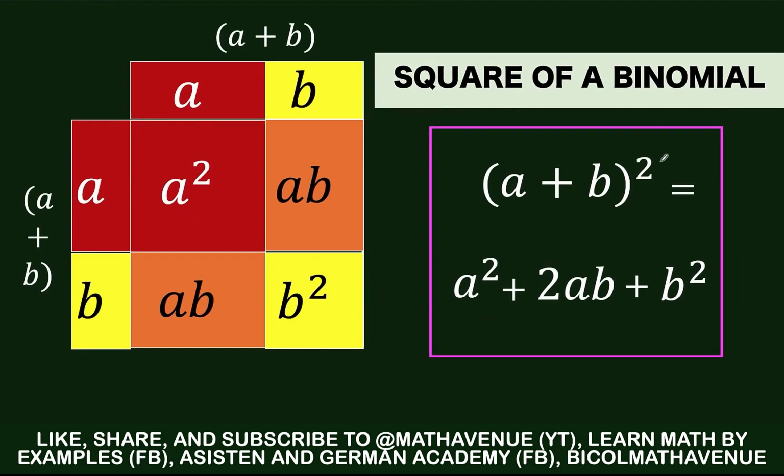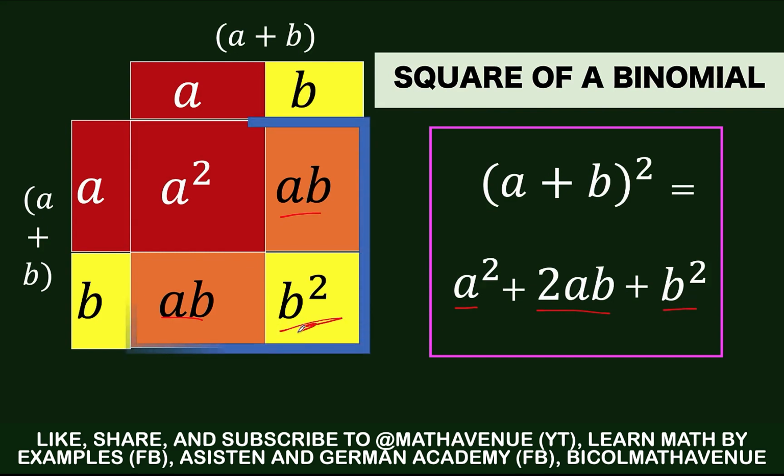When you square a binomial, just square the first term, get twice the product of the first and the second term. So the product of the first and the second term is AB and double it to get 2AB, and square the last term, that would be B squared, which is now this B squared here.